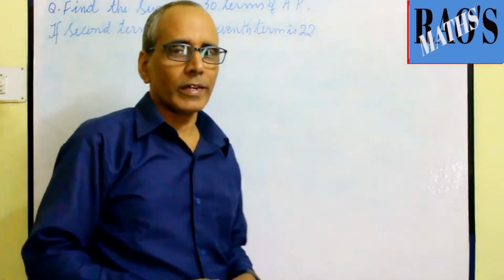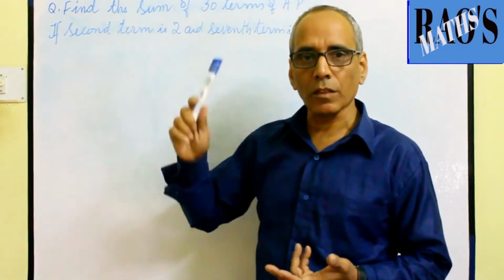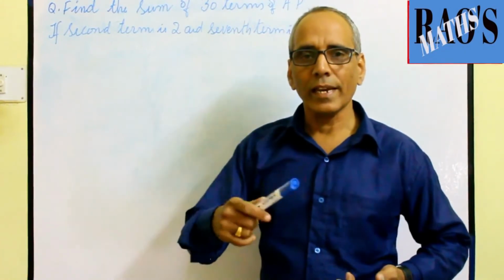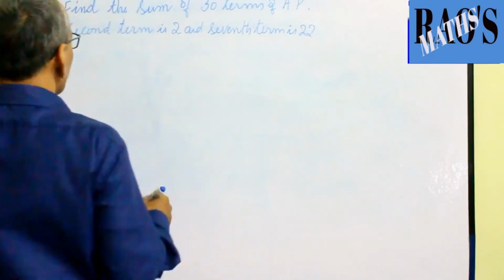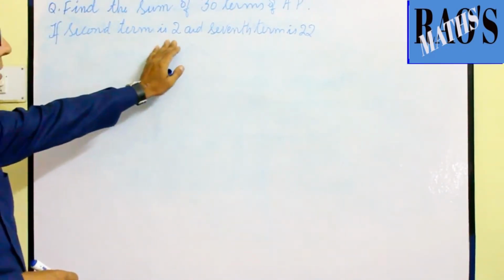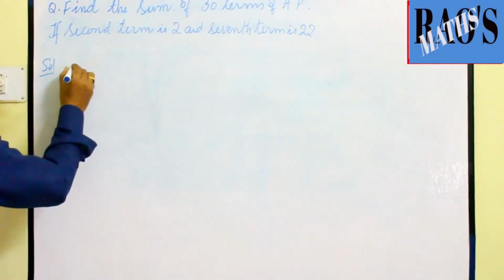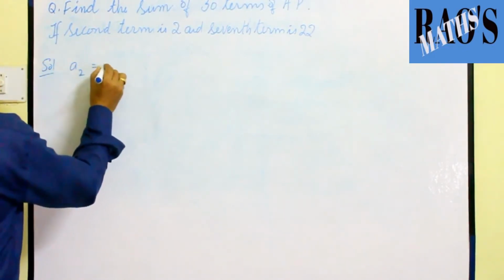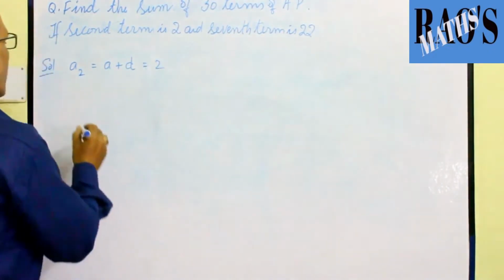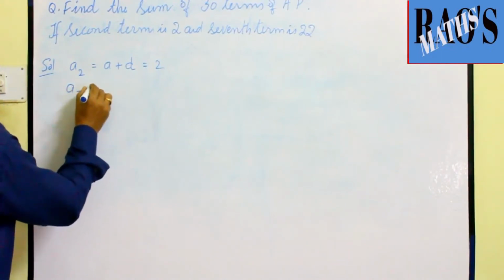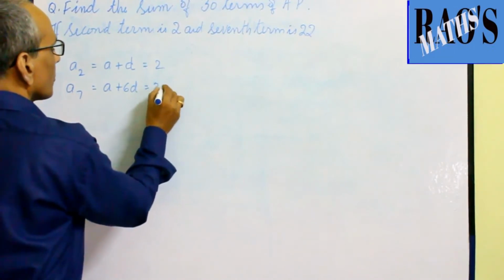In this question, we have to find the sum of 30 terms of the AP, where the second term and seventh term are known. We know how to find a and d when two terms are known. Let's find a and d by using the clues given, that is, second term is 2 and seventh term is 22. In my solution, we have second term, that is a plus d is equal to 2, and also seventh term, that is a plus 6d is 22.